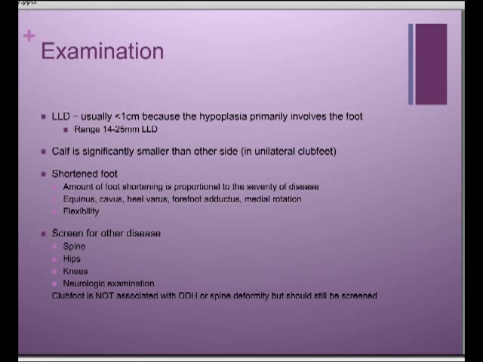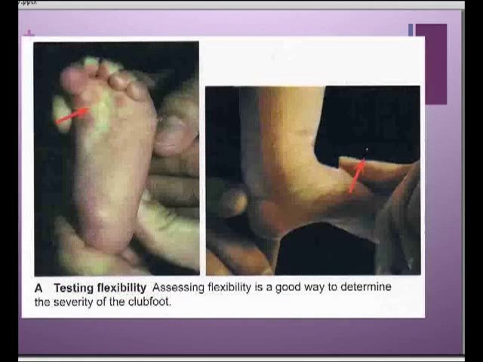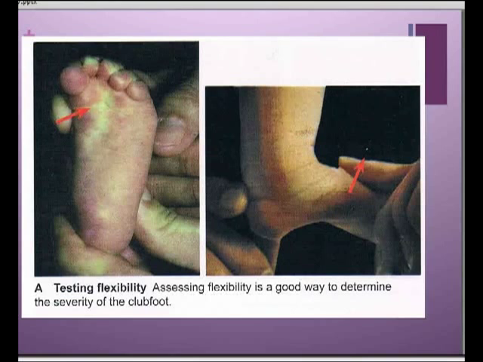It's also important to screen the child for other conditions, although CTEV is not always associated with them. Examine the hips and the spine, and on examination, this is a range.